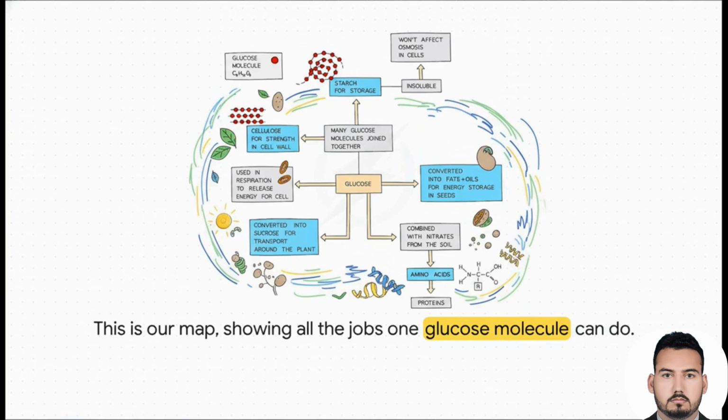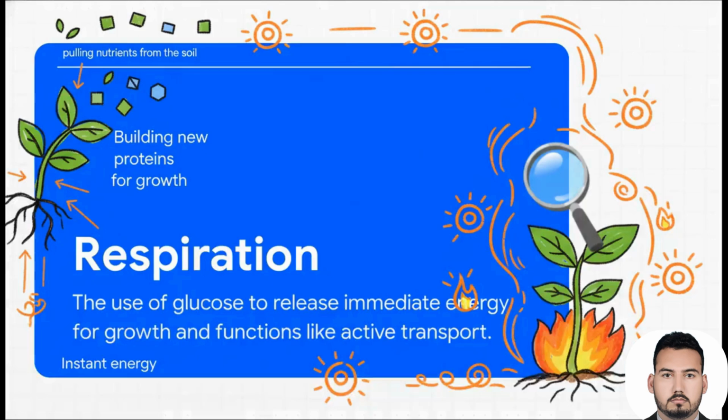Okay, so this right here, this is our map for the journey. Think of it as a flow chart for the life of one single glucose molecule. We're going to follow each of these different paths and see all the amazing things it can become. So the first and most obvious job is instant energy. It's called respiration. The plant basically cashes in its glucose right away to get a burst of power.